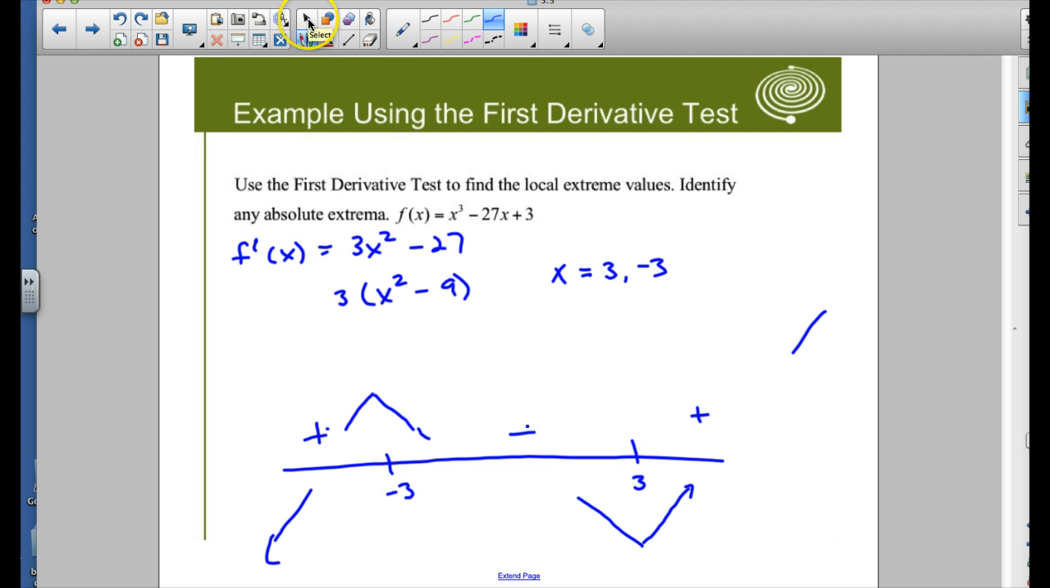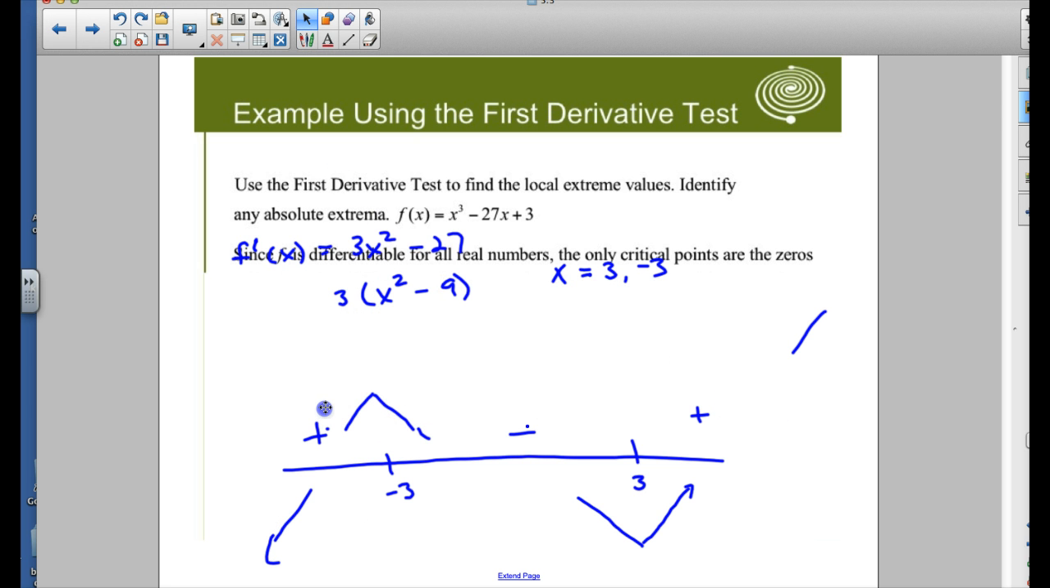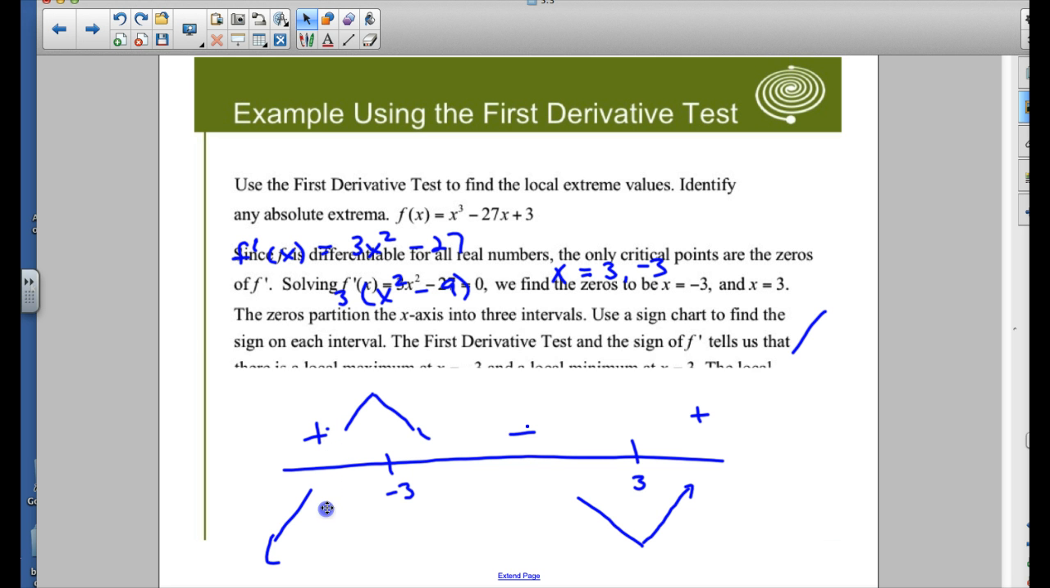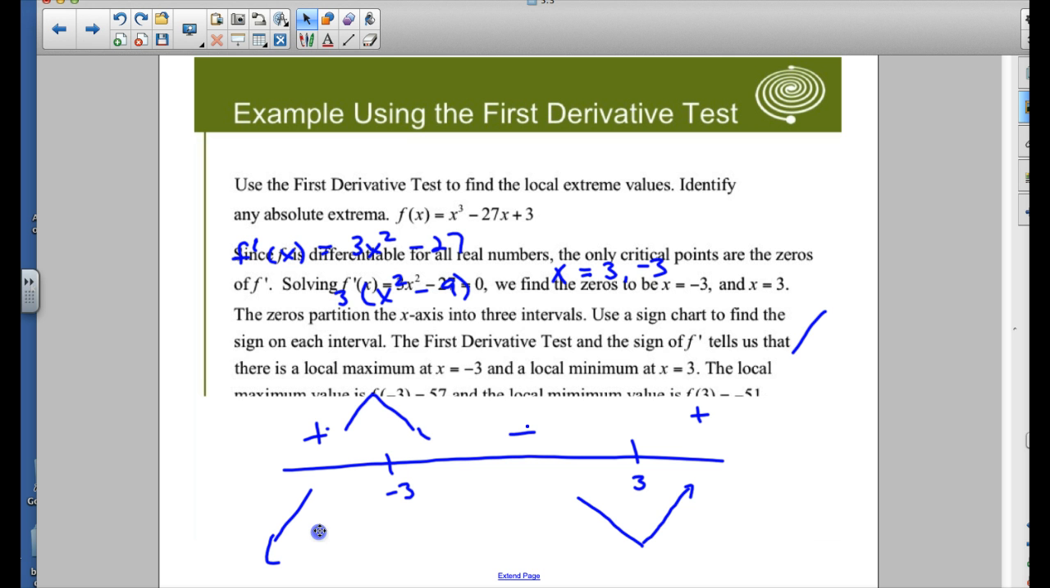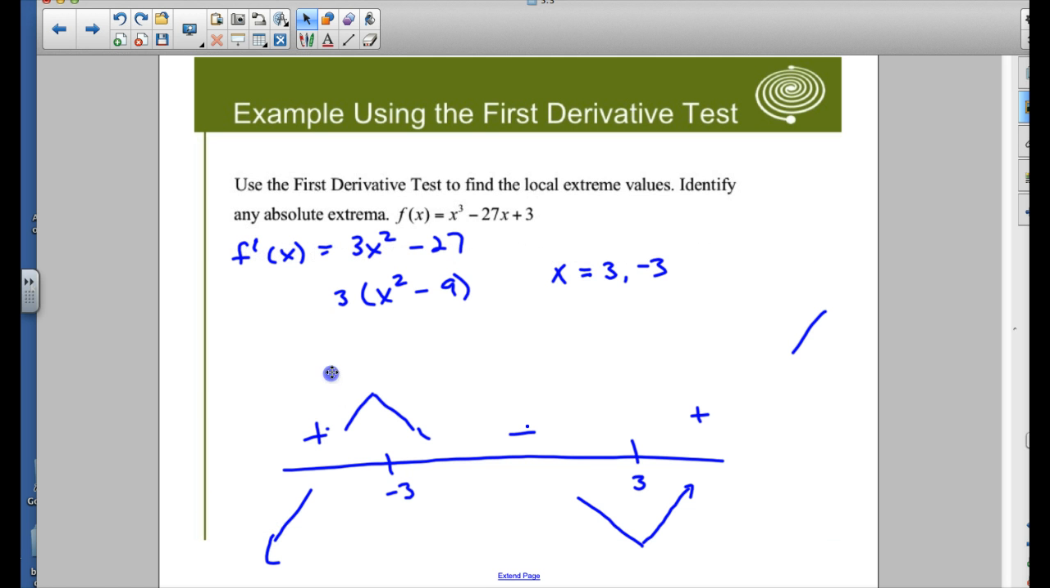So let's look at what the book says there. Since it's differentiable for all x, the only critical points are the zeros. We got that. The first derivative tells us the local max and local min, and there's no absolute max. So what we're saying is what we came up with.